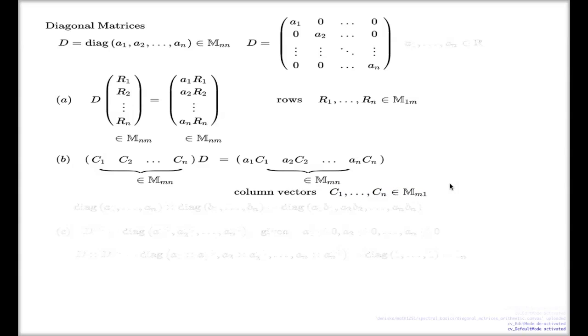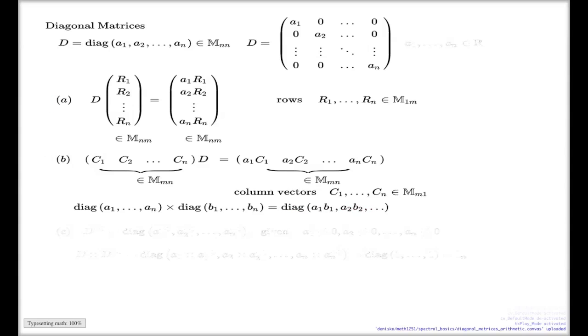Now, one of the consequences of this observation is this. If you multiply two diagonal matrices of compatible size, if you have a diagonal matrix with entries a1, an, and another diagonal matrix with the entries b1, bn, the result of multiplication of two diagonal matrices will be another diagonal matrix where the entries on the diagonal will simply be entry-wise products of a1, b1, a2, b2, an, bn.